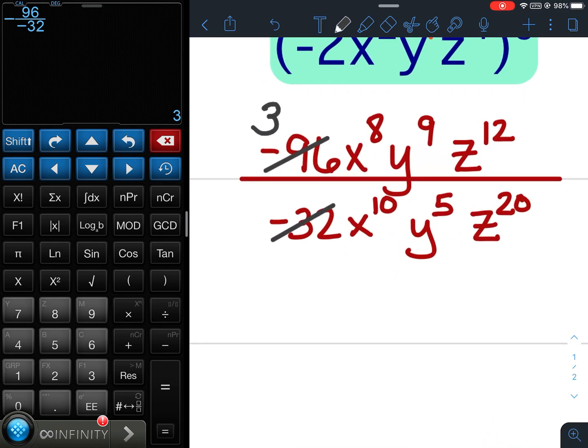Now to divide our variable terms. X to the 8th has the smaller exponent. It gets completely crossed out. And 10 minus 8 is 2. Y to the 5th has the smaller exponent. It gets completely crossed out. 9 minus 5 is 4. Z to the 12th has the smaller exponent. 20 minus 12 is 8.